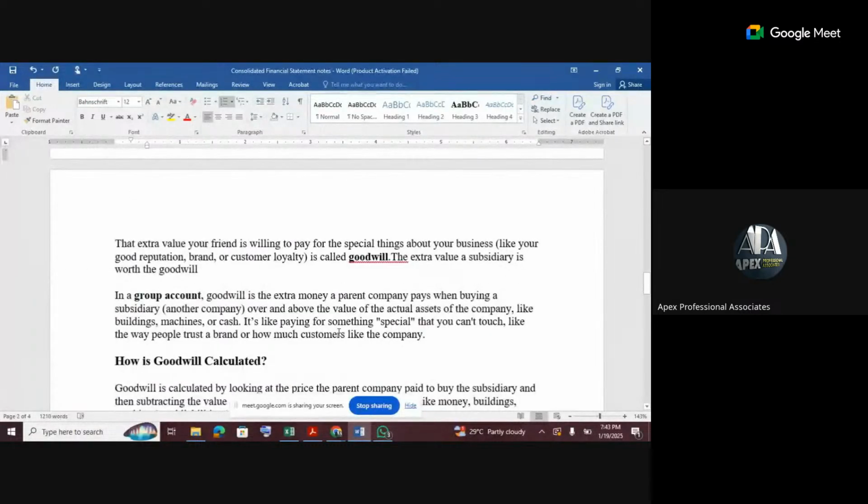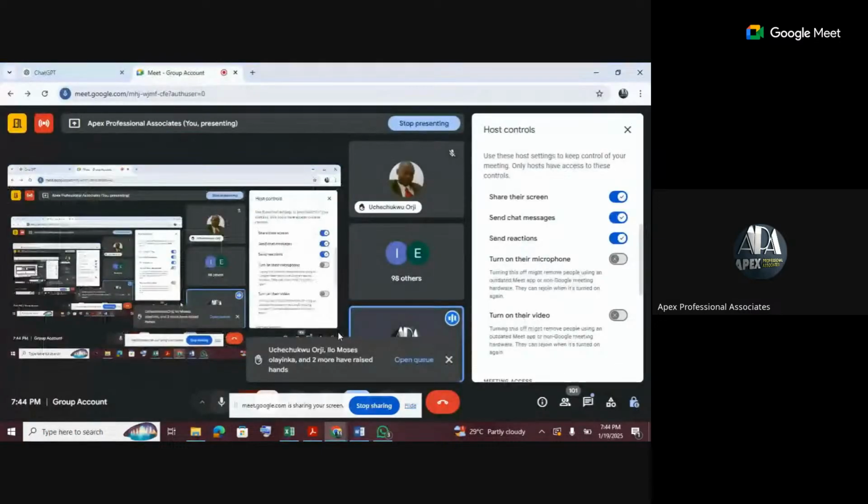The extra value your friend is willing to pay for the special things about your business, like your good reputation, brand, or customer loyalty, is called goodwill. So goodwill is really the extra value a subsidiary is worth. In the exam, if you define it the way I've defined it, it is correct. The extra value the subsidiary is worth is the goodwill.